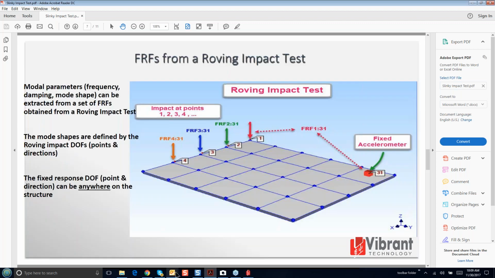So here's a depiction of a roving impact test, very commonly done, where now I interchange the accelerometer. It's fixed now, and it can be anywhere on the structure, and I go along and impact at various points in different directions. In this case, we're just indicating the vertical direction.